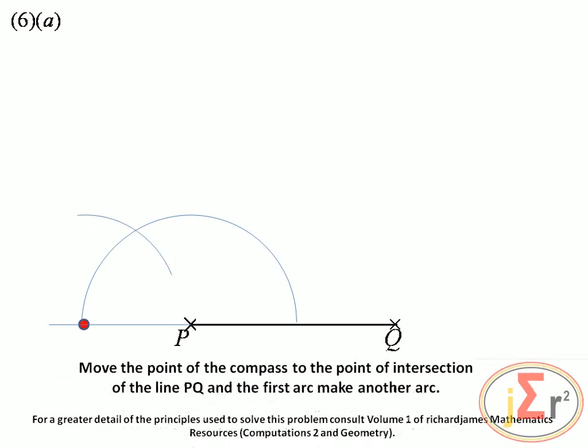Then we are going to move the point of the compass to the point of intersection of the line PQ and the first arc. So this is the first arc. It's the point of intersection of this arc, which is this one, and the line PQ, which is right there. We are going to put the compass point right there and we are going to make another arc.